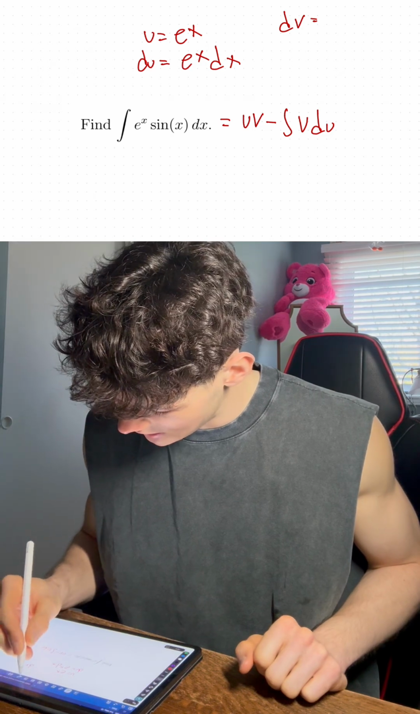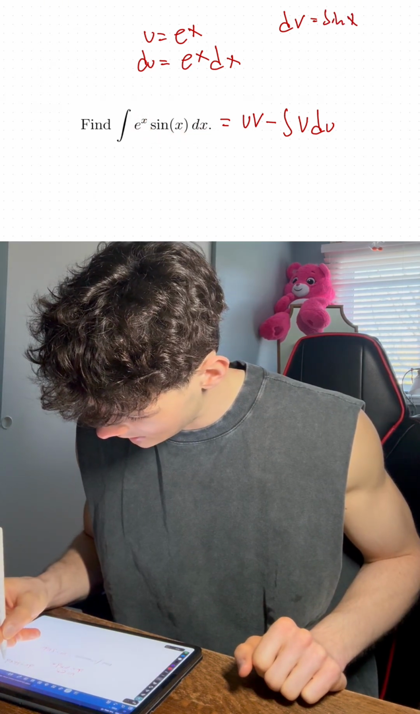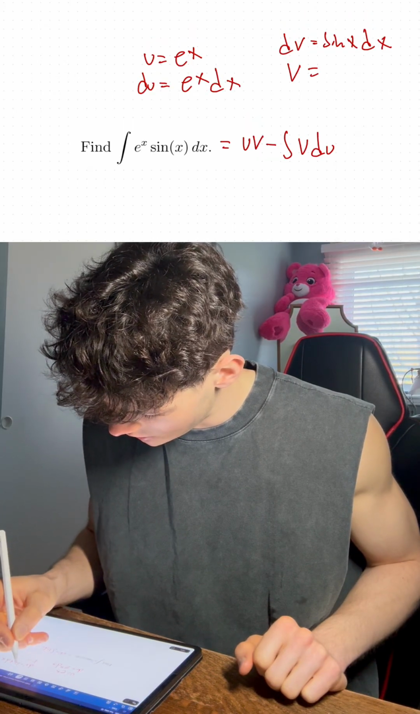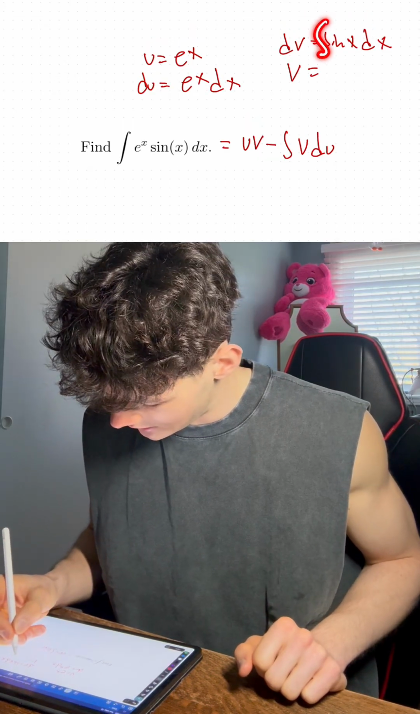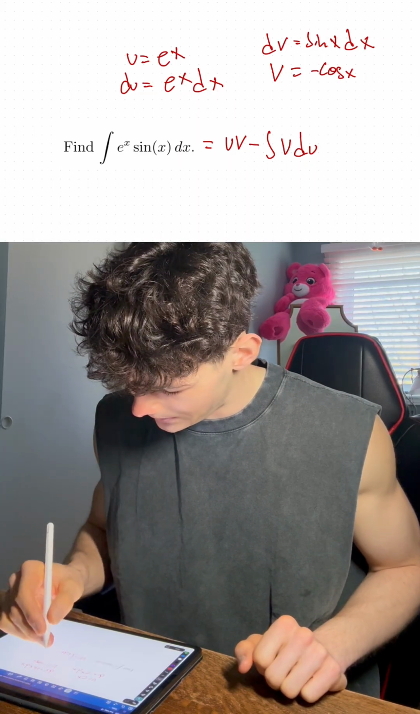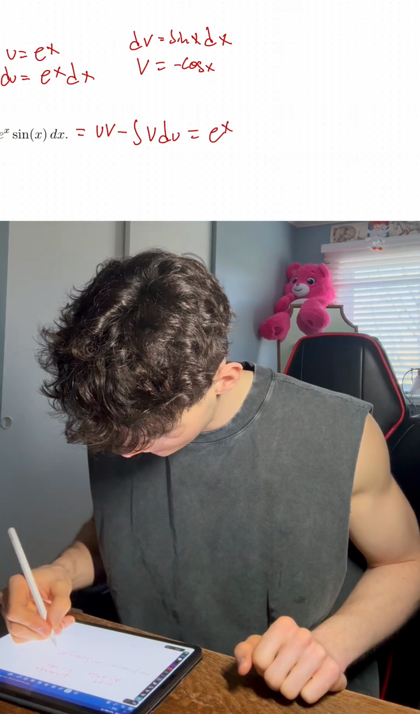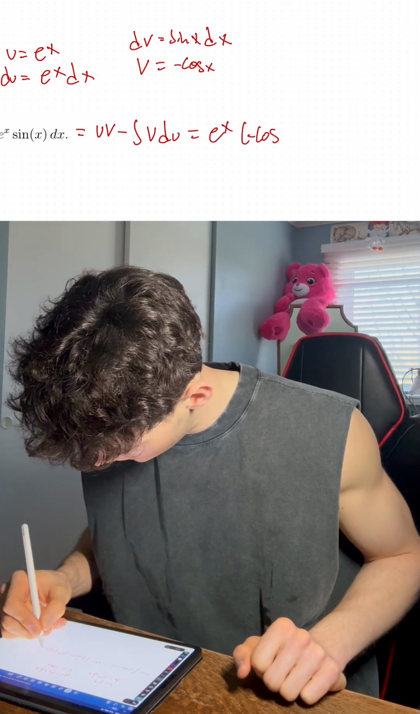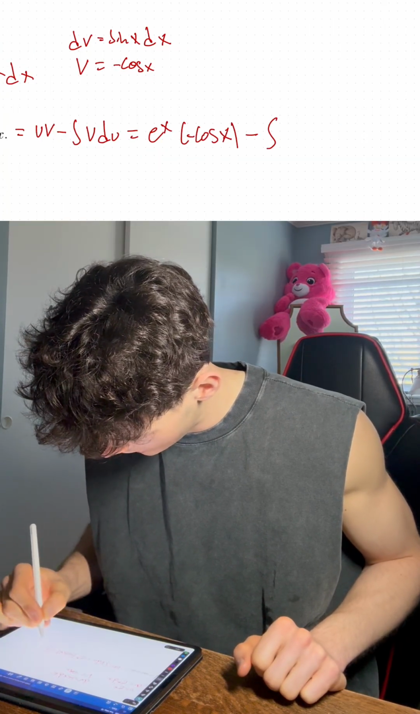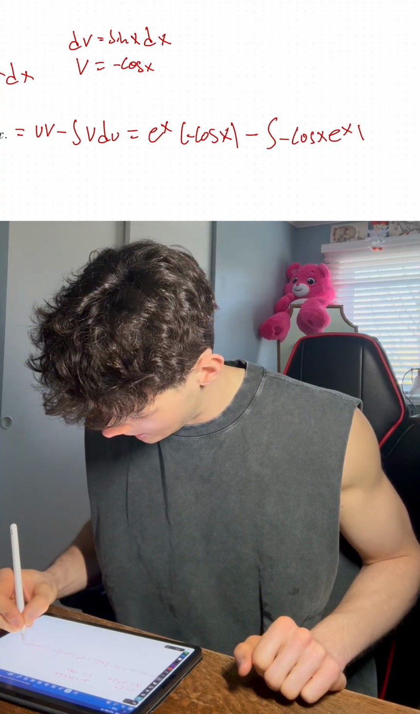Now we have to find what our dv is. dv is equal to everything except u. So it's sine of x times dx. And then v is just the integral of this. v is equal to the integral of dv, which is negative cosine of x. Now we can head back down and plug in our known parameters. u is equal to e to the x, v is equal to negative cosine of x, and du is equal to e to the x times dx.